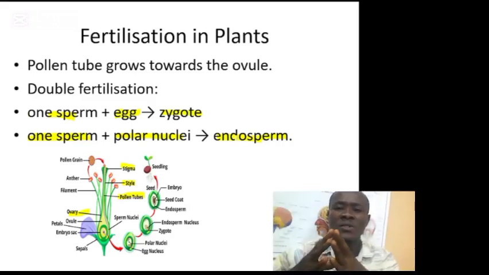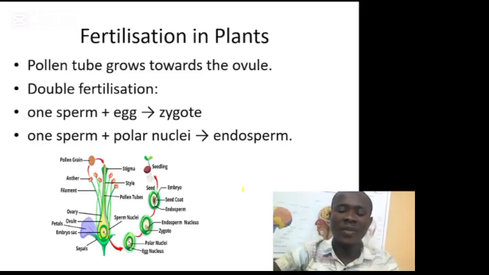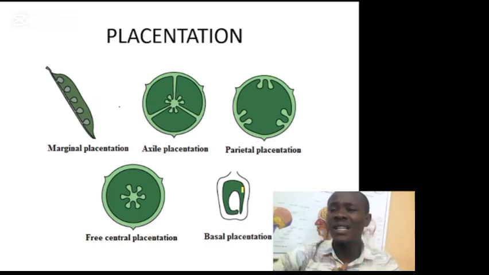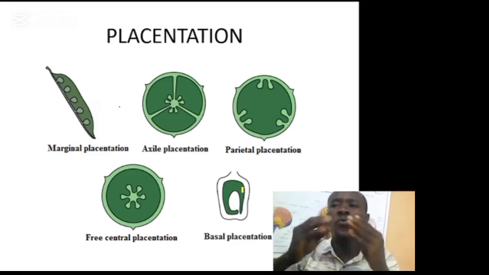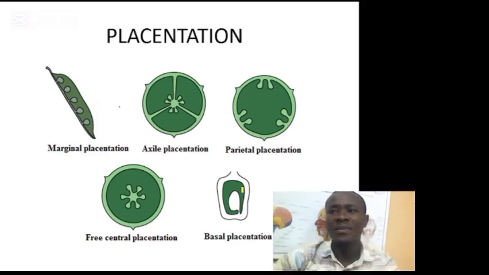Now, after this process has done, after fertilization, what will happen? The ovules will develop into seed, while the ovary will develop into fruit. And mind you, it is the fruit that surrounds the seed. So next we have is placentation. If you have been asked to define placentation, it's simply the arrangement of the ovules within the ovary. The arrangement of the ovules within the ovary is called placentation.